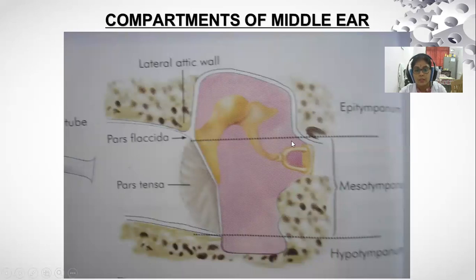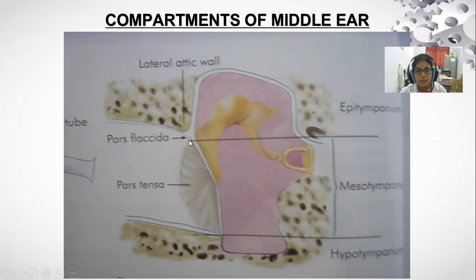So these are the three compartments of your middle ear. This is your epitympanum, this is your mesotympanum, and this is your hypotympanum. According to the dimensions, epitympanum is the largest, around 6 millimeters. Mesotympanum, as in this picture, looks very big, but it is the smallest portion of the tympanic cavity. It is just 2 millimeters, whereas your hypotympanum is around 4 millimeters.